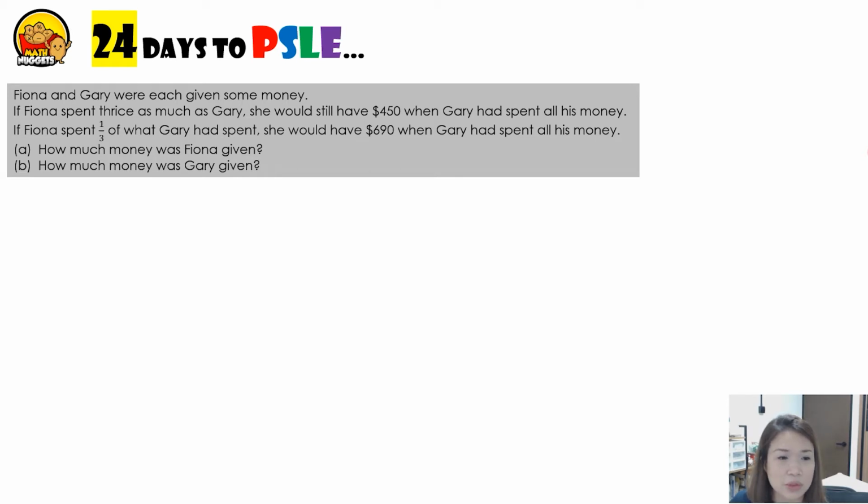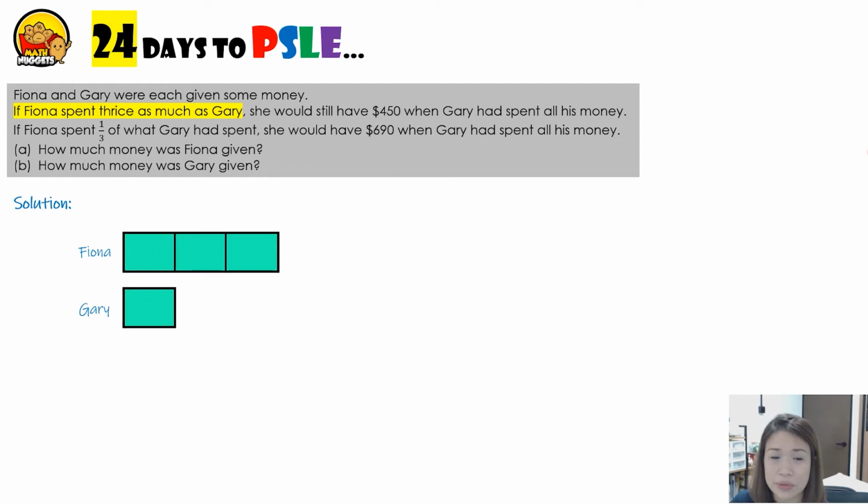So for this question, I'm going to draw the model to solve. Now if Fiona spends thrice as much as Gary, meaning Fiona spends 3 units and Gary spends 1 unit. Now she would still have $450 left when Gary had spent all his money. So which means 1 unit is all that Gary has.